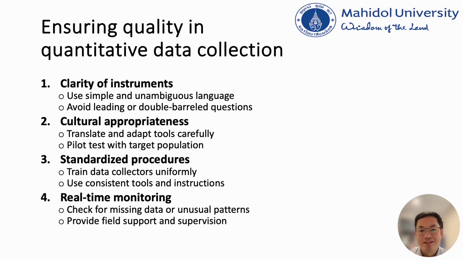To ensure high-quality data, focus on clarity, consistency, and cultural relevance. Use simple language and avoid questions that confuse or embarrass participants. Translate and adapt tools carefully. Even minor wording can affect responses. Train all data collectors to follow the same procedures, which reduces variability. During data collection, monitor the process in real time, so you can fix issues early, like missing data or unusual trends. These practices help maintain data integrity and support reliable analysis.